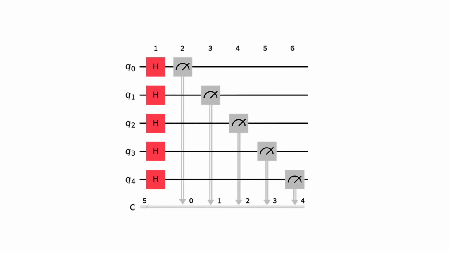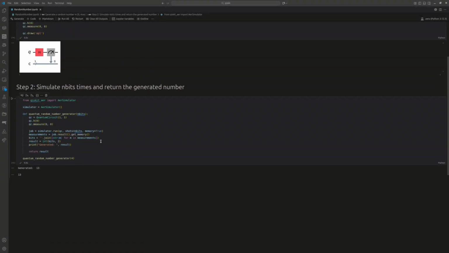A different solution would be creating a circuit with as many qubits as needed to represent the maximum value, rather than using a single qubit and simulating the circuit multiple times. This way, we would only need a single simulation, but the algorithm would possibly need a very large number of qubits, which might be not practical or feasible on real quantum computers.